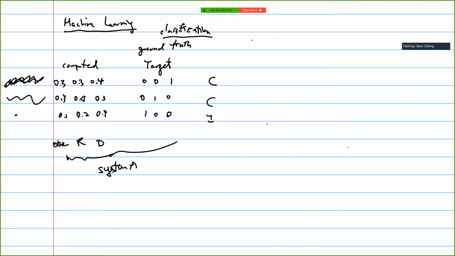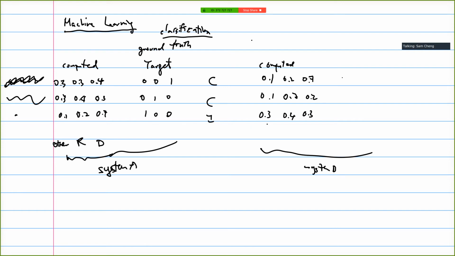Then I have a system B. Basically, for the same records, the computed result for system B is, let's say, 0.1, 0.2, 0.7, and then 0.1, 0.7, 0.2, and 0.3, 0.4, 0.3. Again, the same records, so the ground truth is still the same: 0, 0, 1, 0, 1, 0, and 1, 0, 0.